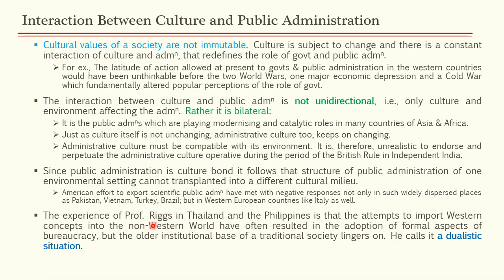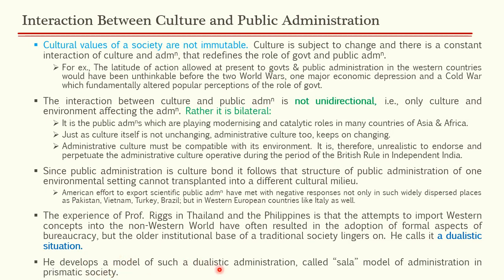So what Fred W. Riggs has done is, when he studied Thailand and Philippines, he found out that there were attempts to import Western administration into those countries. So when you are trying to import something into another country as it is, what happens is there is adoption of formal aspects, formal organization and structure get adopted, but still the older institutional base of traditional society is still there, and he calls it a dualistic situation. This is dualistic situation according to Fred W. Riggs, that you cannot just import something into another country. That traditional base remains somewhere, it still lingers on. It is a dualistic situation.